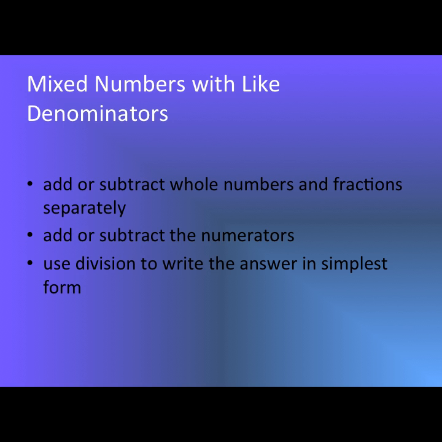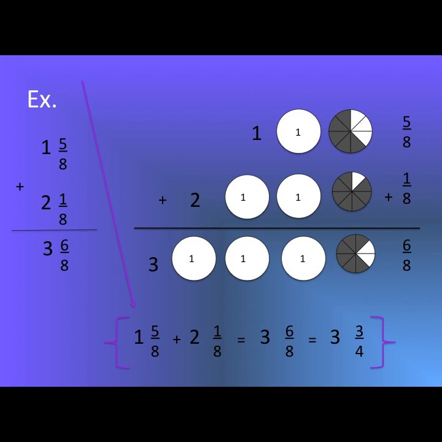For mixed numbers with like denominators, you first add or subtract whole numbers, and then you add or subtract the fractions. You can add or subtract the numerators right across, and then you keep the same denominator, just like with fractions. And then lastly, you use division to write the answer in simplest form.